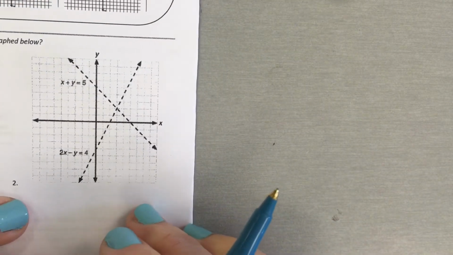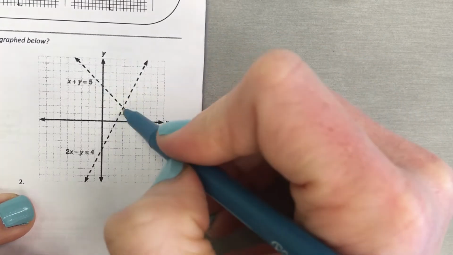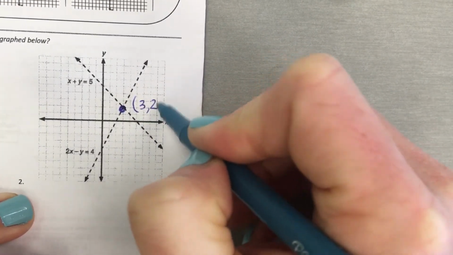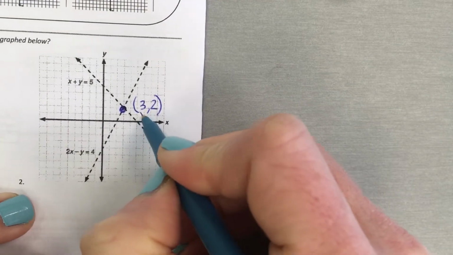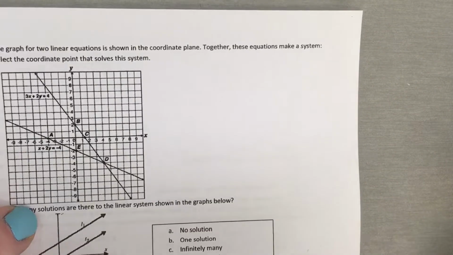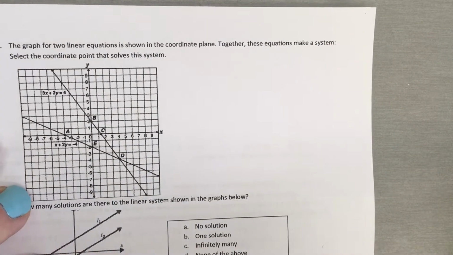All right, here's another one. Where's the solution to this one? The solution is where they intersect. So (3, 2). Remember, your x value comes first and then your y value. So that's your answer.